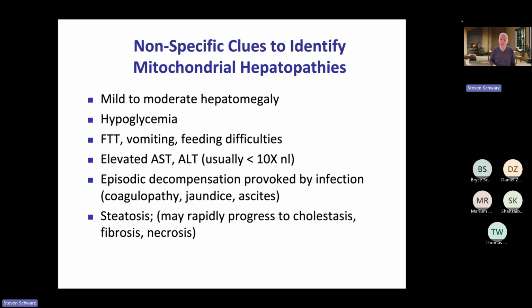They will have elevated transaminases, usually less than 10 times the upper limit of normal. And they can have episodic decompensation provoked by infection. The same as we saw for the fatty acid oxidation disorders. When they're fasting or under stress, they're unable to keep up with their energy demands. And then, of course, steatosis, which can be identified on imaging studies or on biopsy. And that may rapidly progress to cholestasis. So anytime you have any of this constellation of symptoms, at least consider the possibility of a respiratory chain disorder.